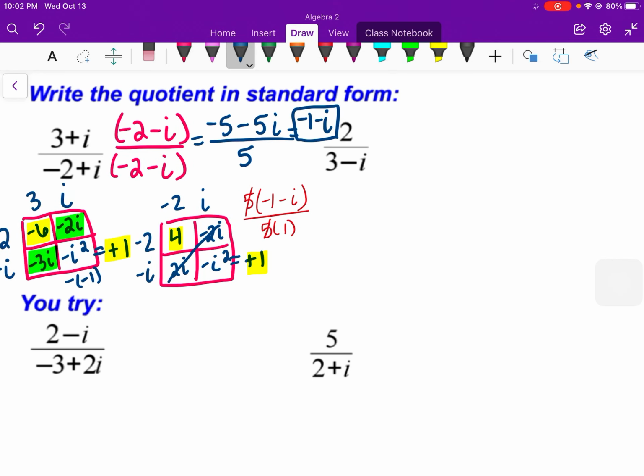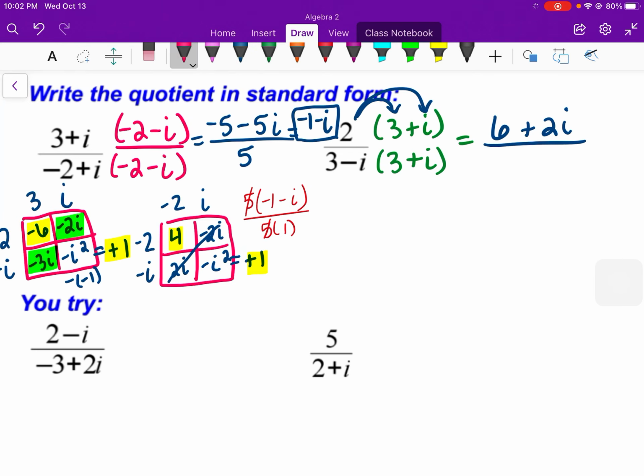Okay, 2 over 3 minus i. Oh, excuse me. So the conjugate of the bottom would be 3 plus i. And then 3 plus i. Okay, multiply out the top. I actually don't need a box for this one because I have a monomial term times a binomial, so I can just apply the distributive property here. 2 times 3 would be 6. 2 times i would be 2i.